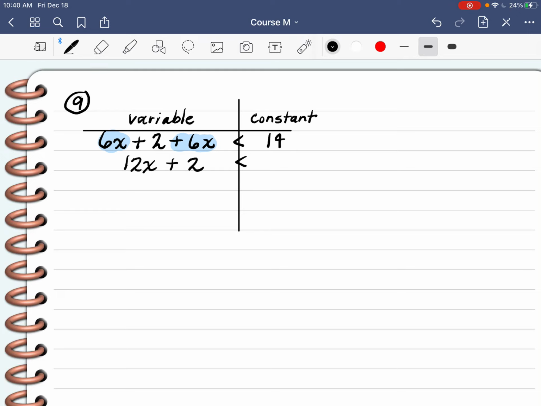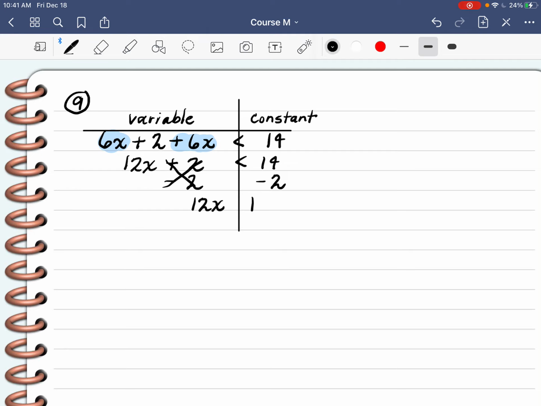plus 2 is less than 14. I'm going to subtract 2. You do not flip the sign. It's only when you multiply or divide, and I'm subtracting 2, not multiplying or dividing 2. So you don't have to flip the sign.